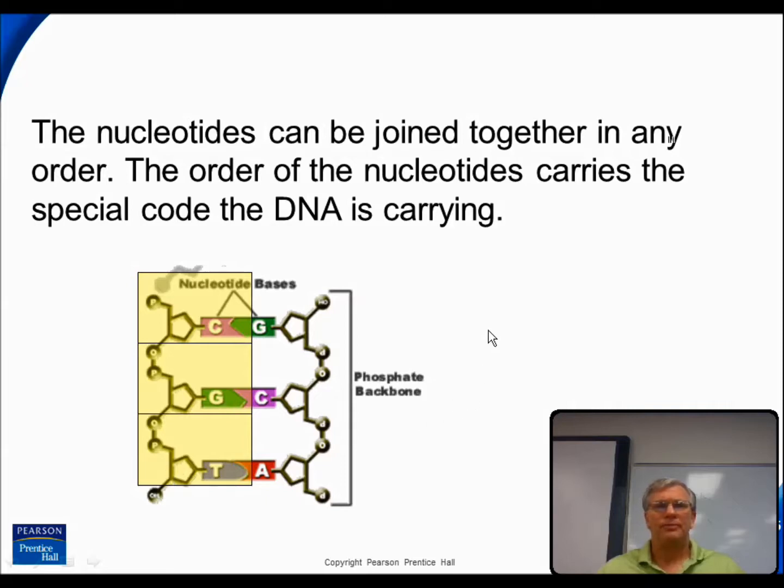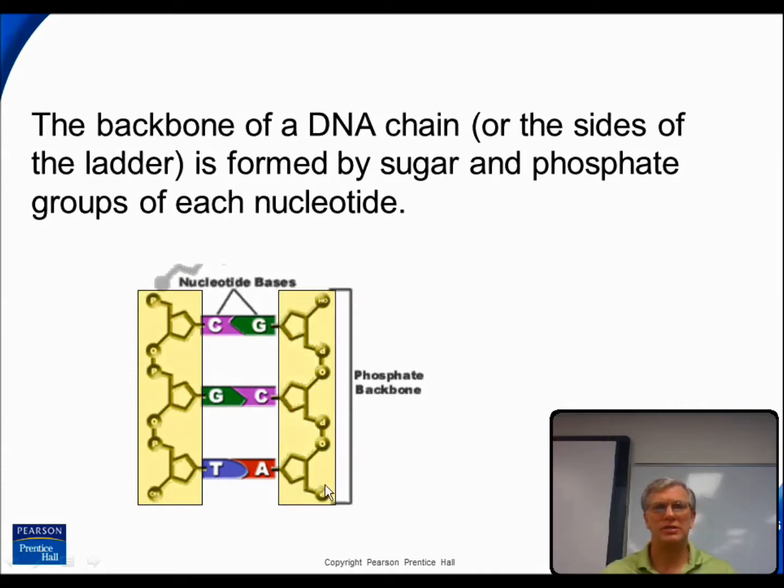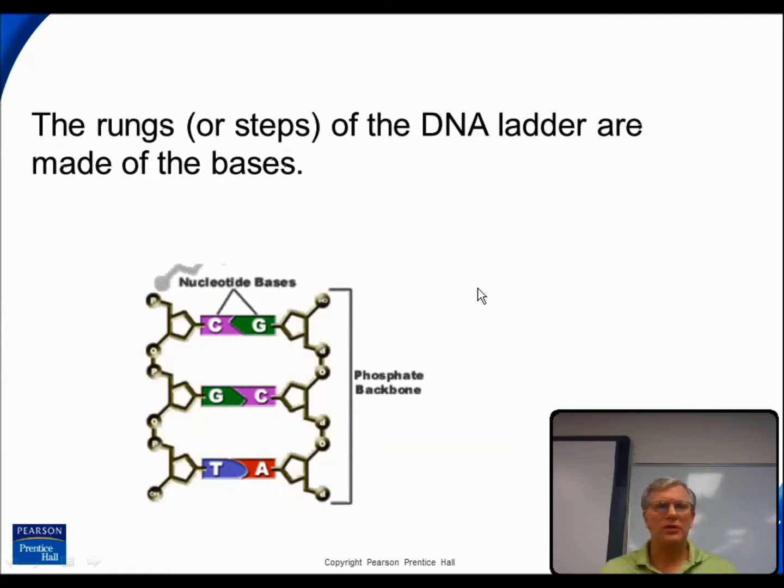But as you can see, the shape of this molecule looks a little bit like a ladder. The sides of the ladder, or the backbone of DNA, is made up of the sugar and the phosphates. The sugar and the phosphates make up the sides of the ladder. The rungs of the ladder, or the steps of the ladder, are actually made up of the bases.